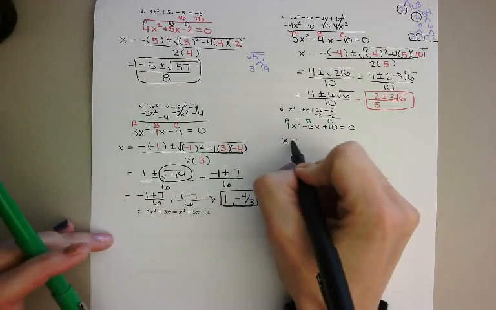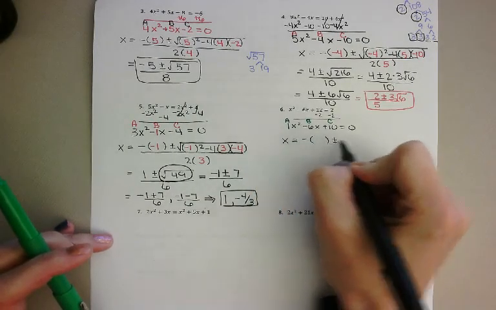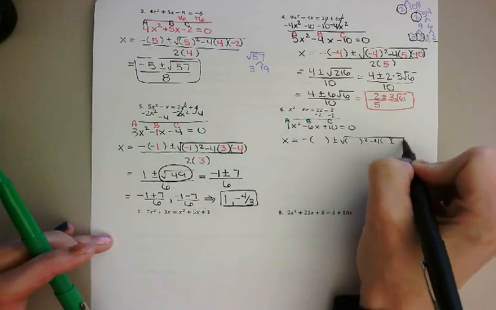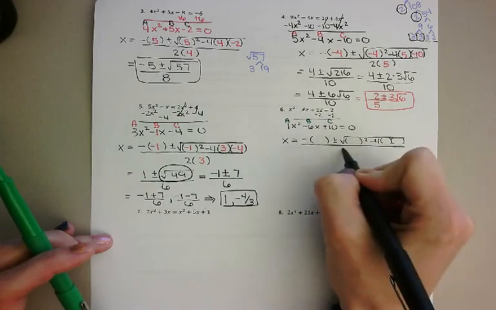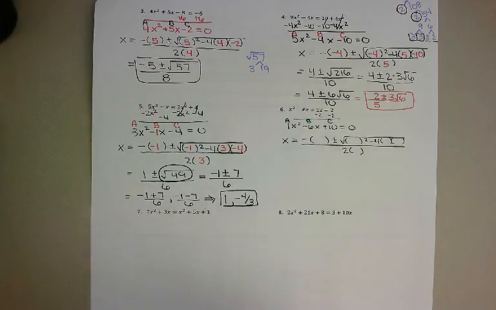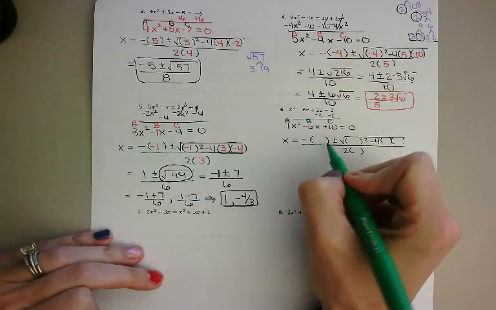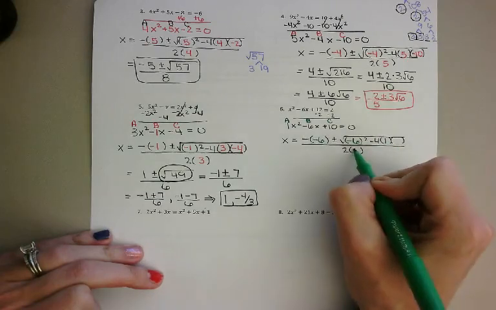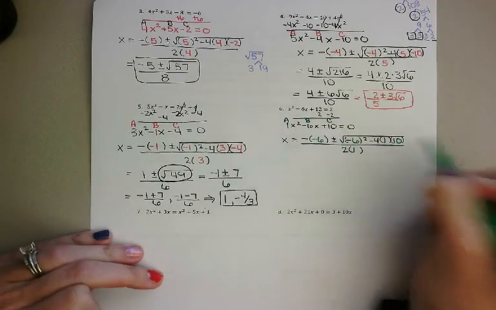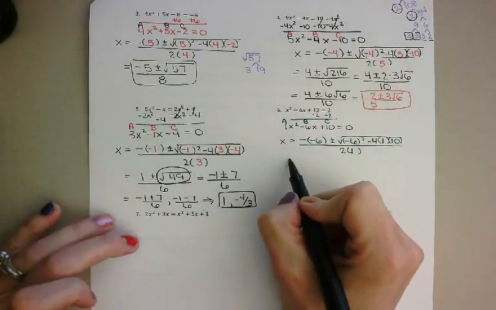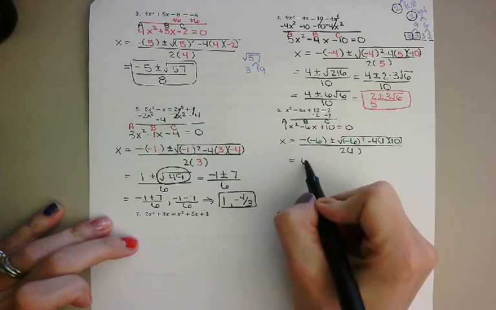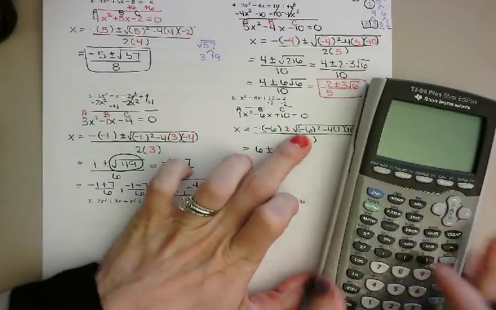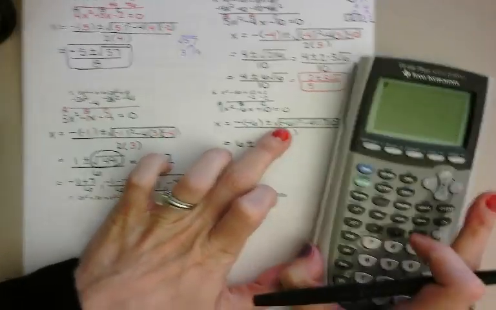The quadratic formula is x equals negative b plus or minus the square root of b squared minus 4ac, all over 2a. All right, so plug in your values. Our b is negative 6, our a is 1, and our c is 10. All right, clean it up. A double negative is a positive. Grab your calculator, and make sure you put parentheses around it, otherwise you're going to get a wrong answer.